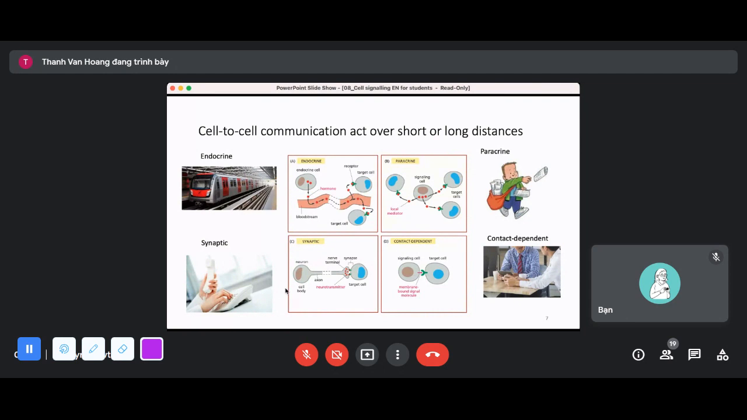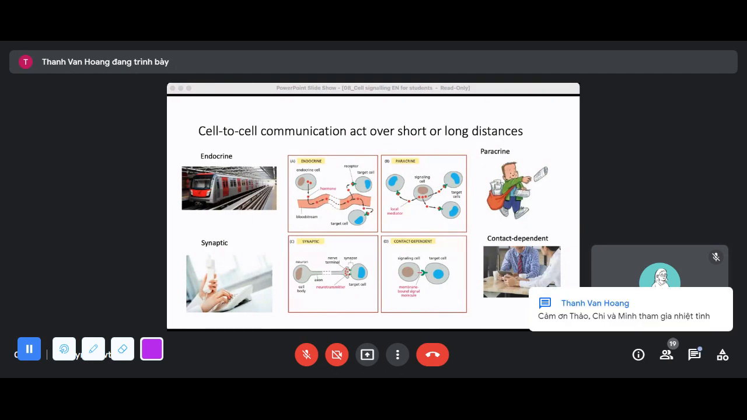So I think the advantage is that it is quite quick, because with the neighbor cell, once the cell needs to signal, the cell carries the signal right there. But the disadvantage is that the signal is only able to affect the neighbor cell, but not the further cells in the body. So it's very specific, right?